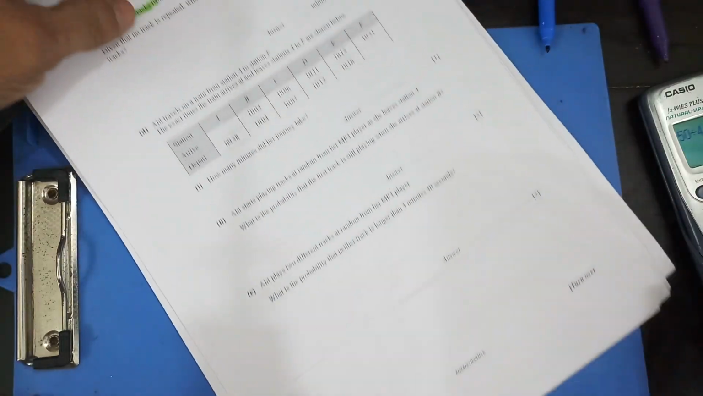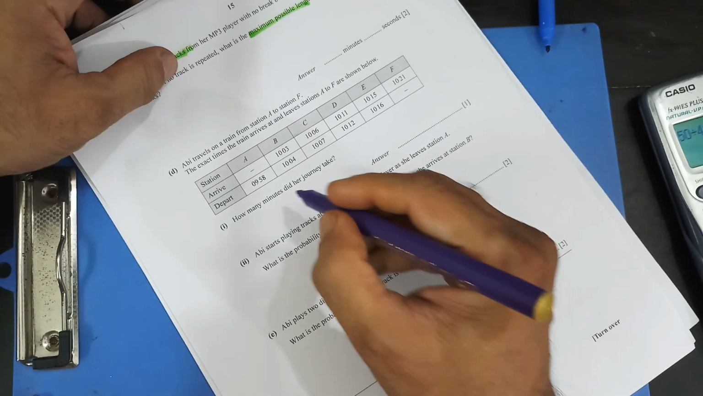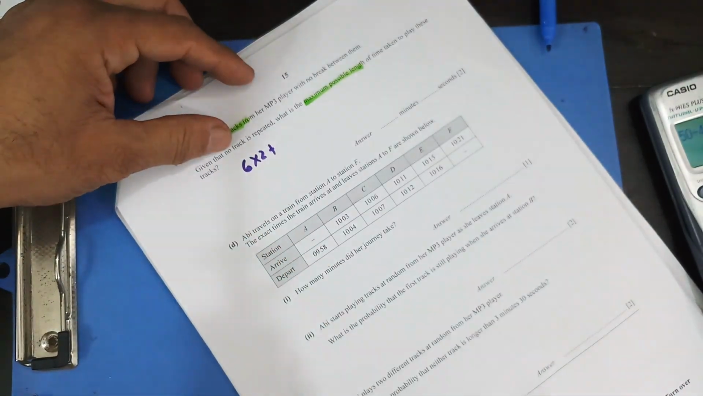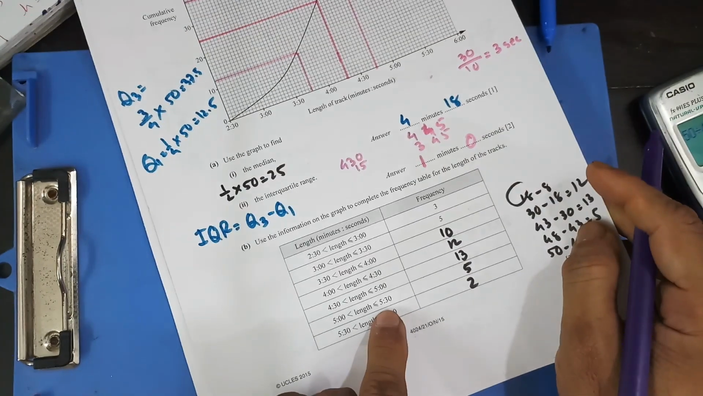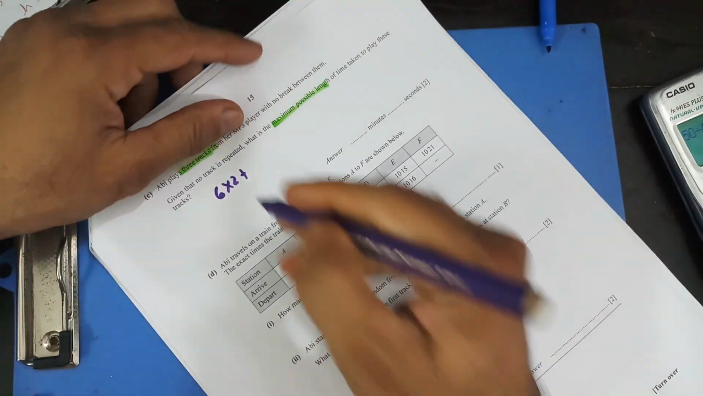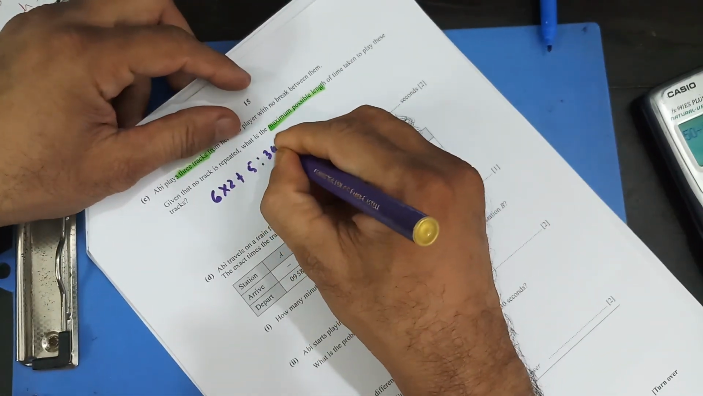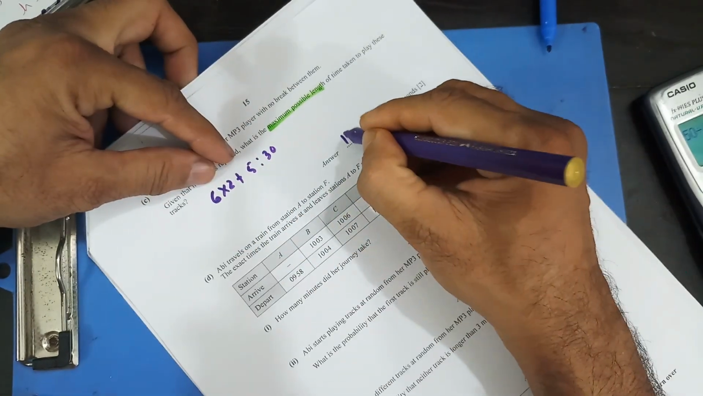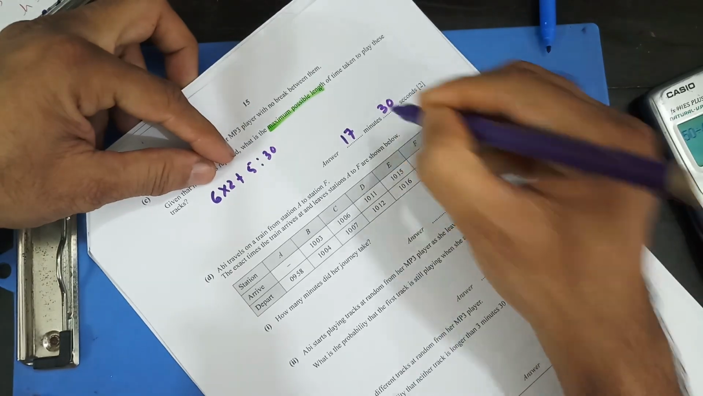So that should be 2 of them, 6 minutes times 2, plus, and we're going to take the highest values because it says maximum, 5:30. So that's going to be 12, and 12 plus 5 is 17, so 17 minutes 30 seconds.